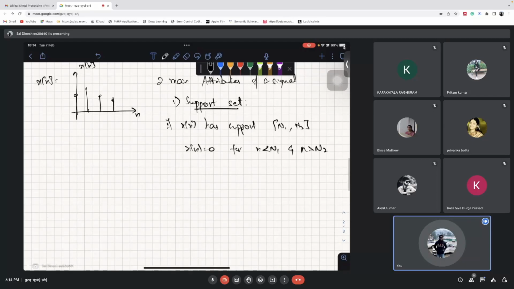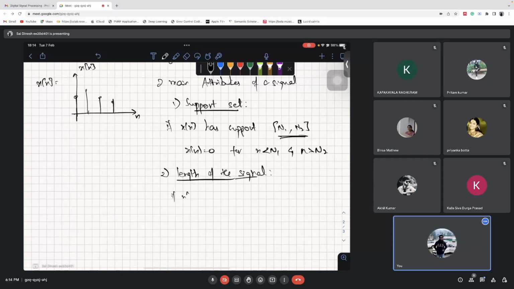The second attribute is the length of the signal. So if x of n has support n1 to n2, what would the length be? Length is equal to n2 minus n1 plus 1. So this is the length of the signal.